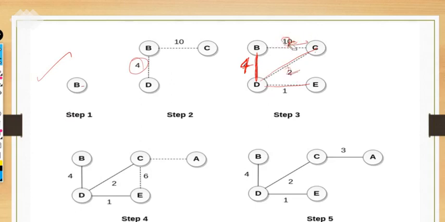But here, the same edge weight is not available. So all are different. 10 is the greatest weight among all. So next, if we take this, it will create a cycle after covering the minimum weights. So that's why we will ignore it.